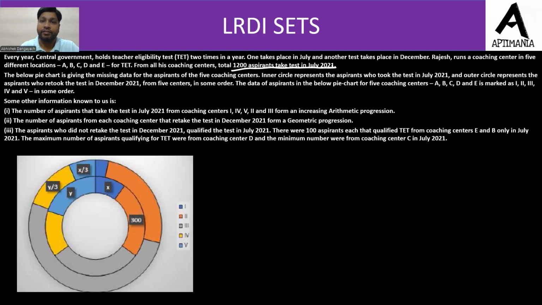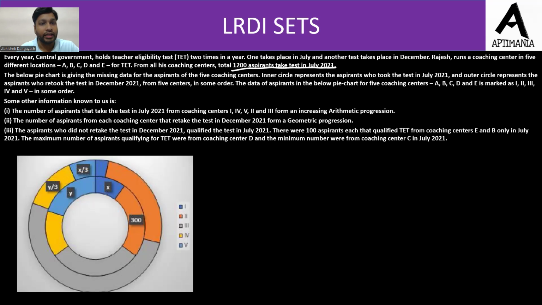The data of the aspirants in the given pie chart for the five coaching centers is marked as 1, 2, 3, 4, 5 in some order. That is, the order is random, right? Some other information that is known to us is that the number of aspirants that take the test in July 2021 from each coaching center forms an increasing AP, arithmetic progression. The number of aspirants from each coaching center that retake the test in December forms a GP.